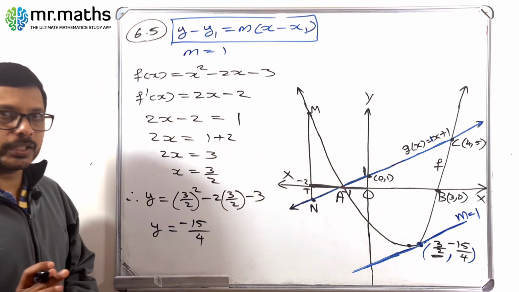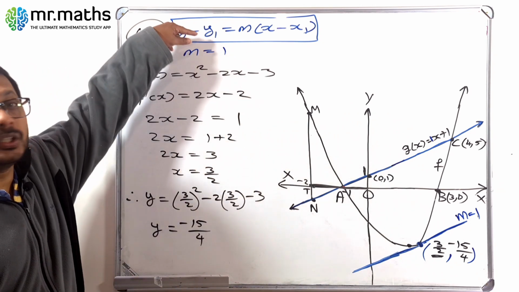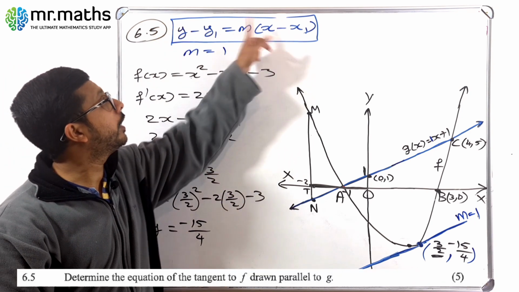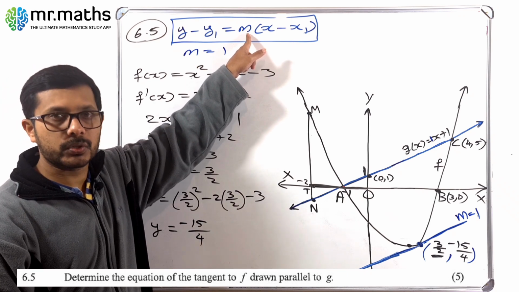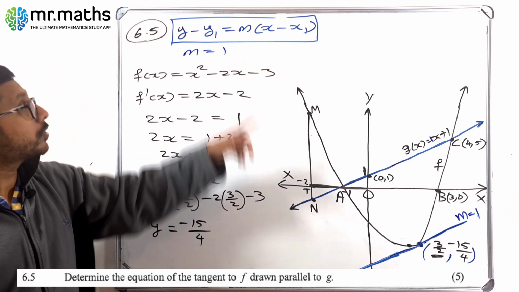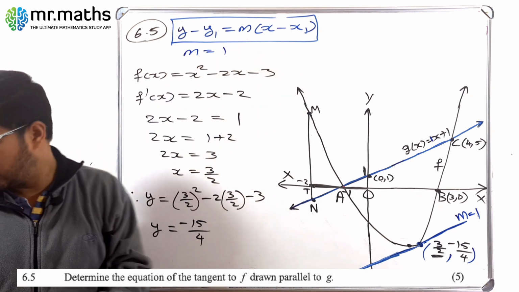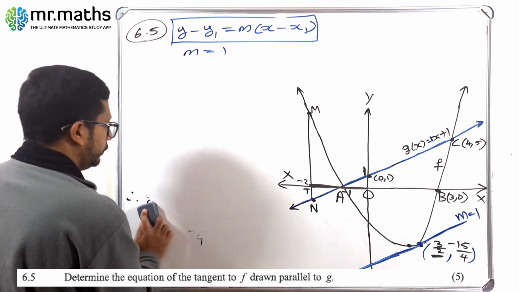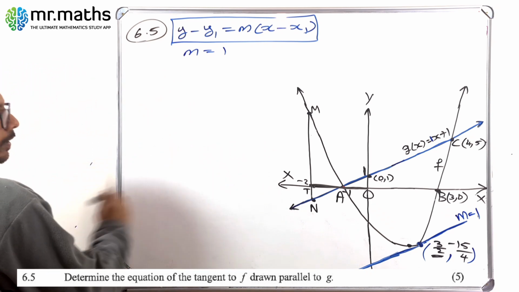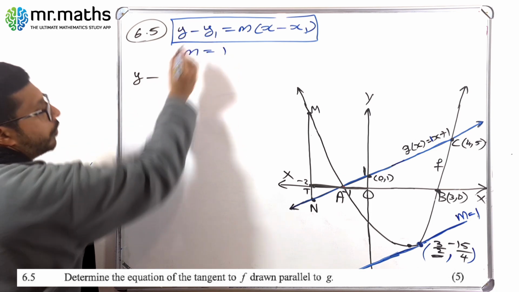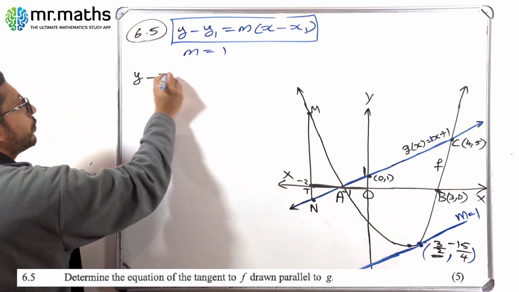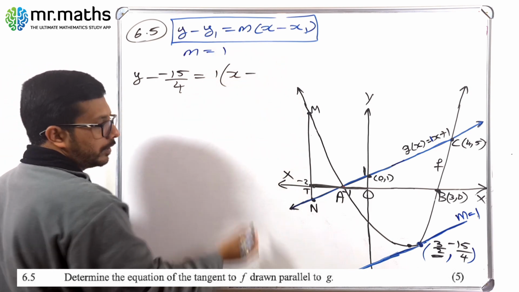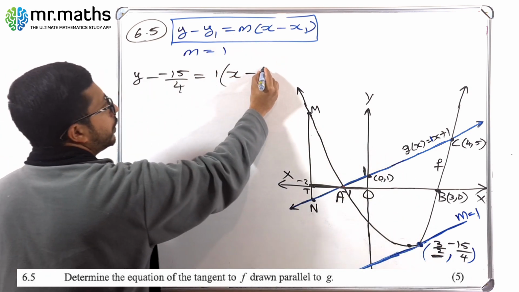But that is not our question. What is our question? We have to find the equation of that tangent. So now we know the coordinates, these x1 and y1, and we know the gradient also. So we have to substitute those values into the equation of the straight line. So it is y minus y1, what is y1? Minus 15 over 4. So y minus minus 15 over 4 is equal to m, that is 1, into x minus x1, that is 3 over 2.